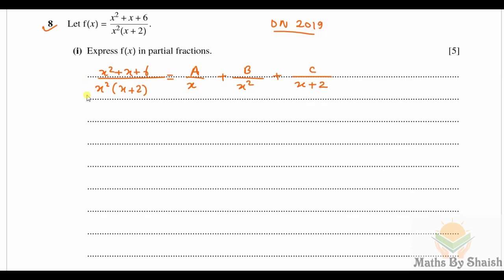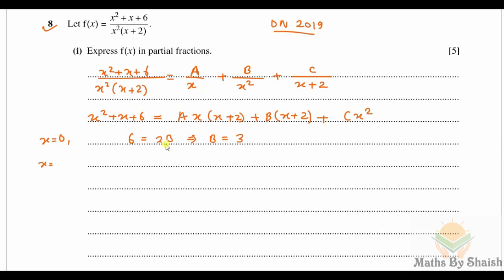First, let's multiply the whole equation by x squared into (x + 2). The left hand side would be only x² + x + 6, and the right hand side would be A times x times (x + 2), plus B times (x + 2), plus C times x squared. This is true for all x, so I can put any value in place of x. First I'll put x equal to 0. I get 6 on the left, and on the right it is 2B. So from here we get B equal to 3.